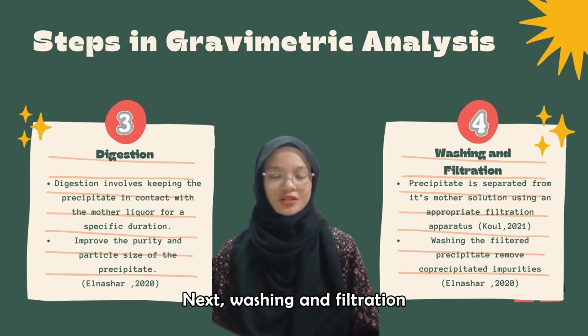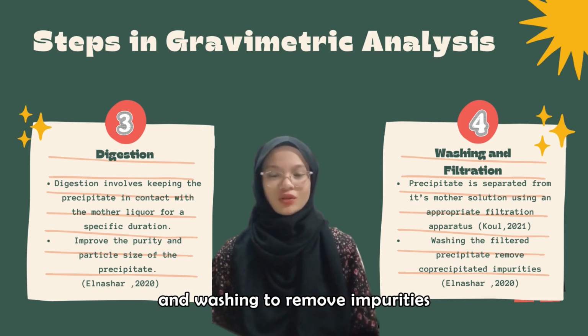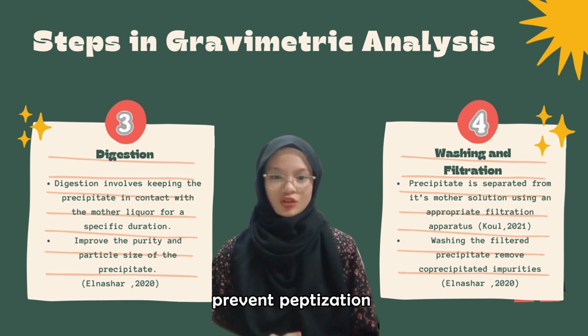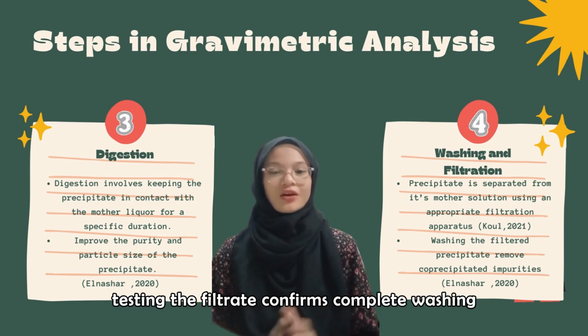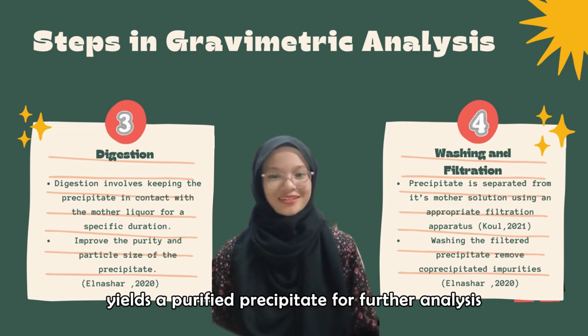Next, washing and filtration. This step involves separating the precipitate through filtration and washing to remove impurities. The choice of wash liquid is important to prevent peptization. Testing the filtrate confirms complete washing. This process yields a purified precipitate for further analysis.